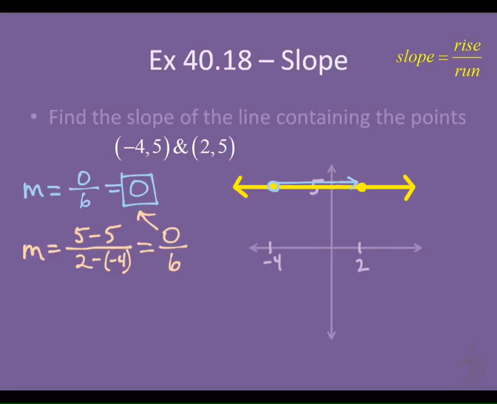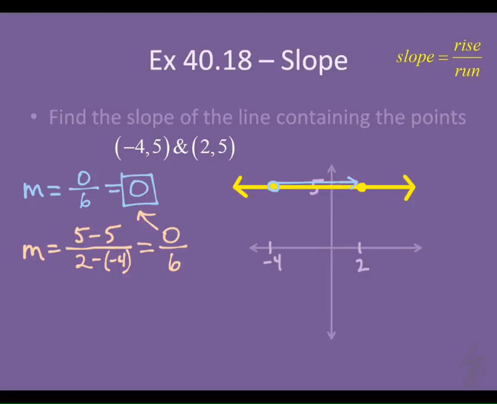Now, from the very beginning, who can tell me how we would have known the slope was 0 without doing any work? Kayla? It's a horizontal line. And what do we know about a horizontal line? Don't say there's no slope. There is a slope. The slope is 0. Okay?